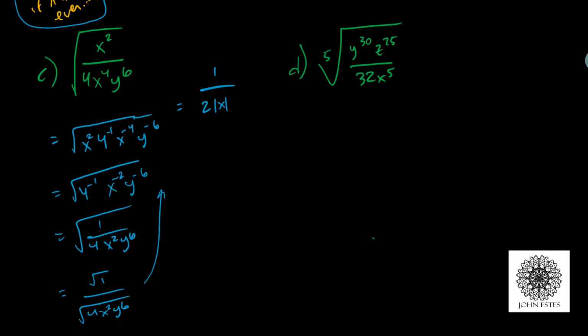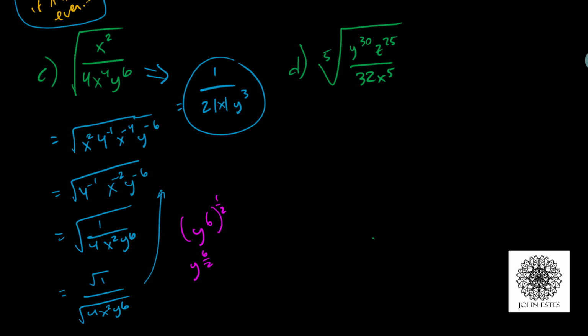And the square root of y to the 6, I'll just work it out here in scratch work real quick. That's y to the 6 to the 1/2 power. So that's going to be y to the 6/2 power, which would end up with y cubed. So there it is. This square root is actually the same as this expression, 1 over 2 absolute value of x, y cubed. We're going to do a similar thing with part D.